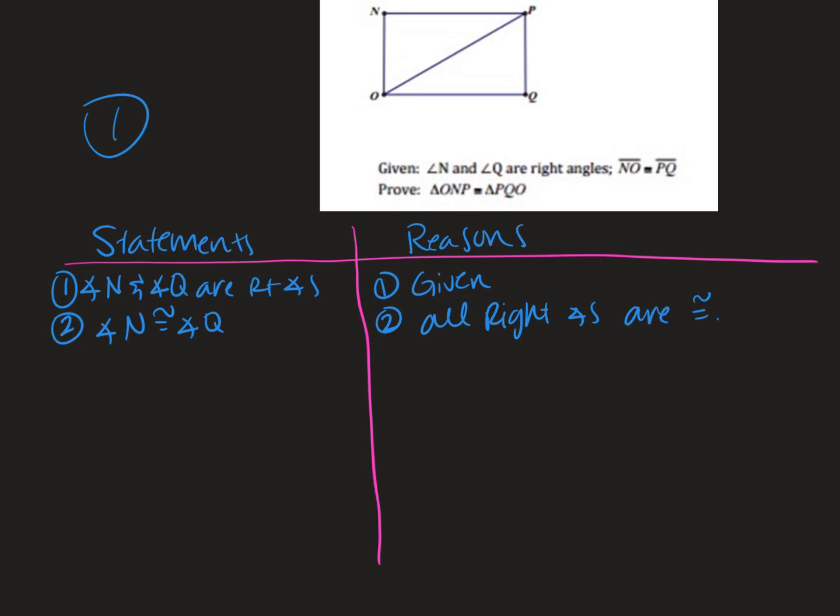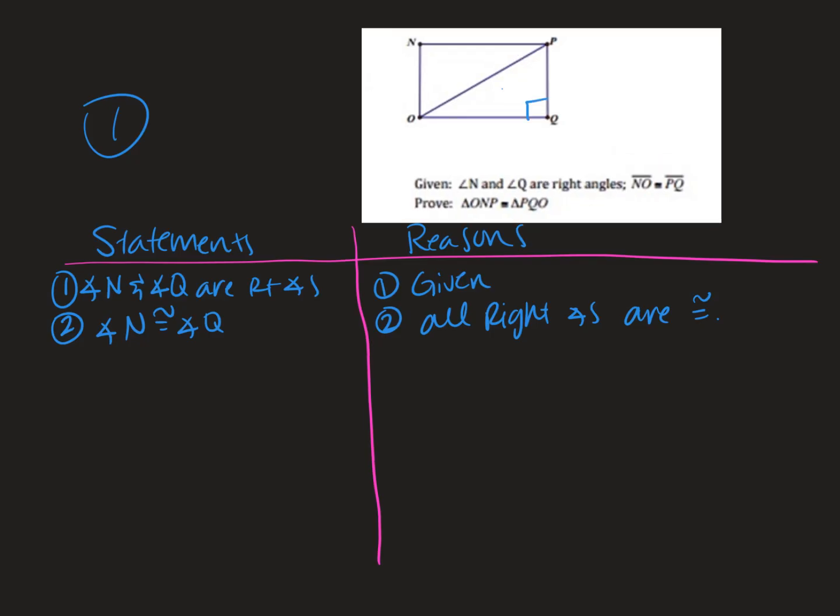All right, then I'm going to mark it on my picture. So angle N, maybe, hold on. Okay, so I've marked that those angles are congruent. I'm not sure if I'm going to need them congruent or if I'm going to just need them to be right angles because I might be using HL.